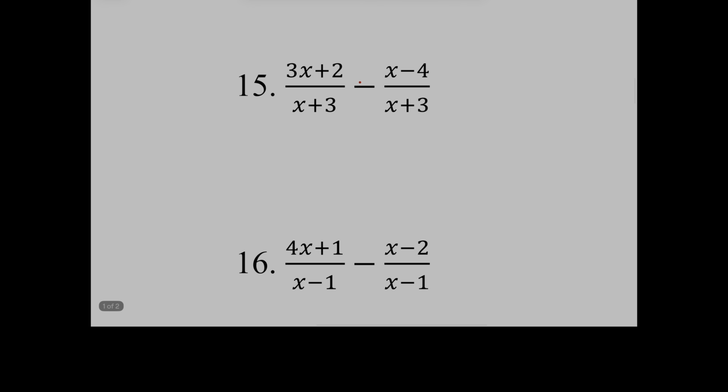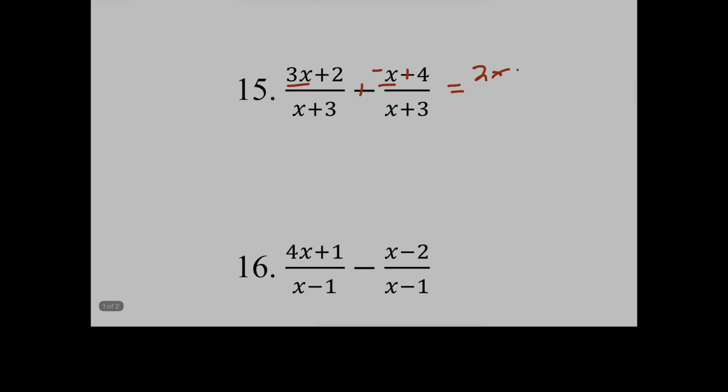Okay, same thing here. Add a line. Change both of the signs. All right, 3x minus 1x is a 2x. Positive 2 plus positive 4 is a positive 6. Over an x plus 3. Done, right? Nothing more I can do?